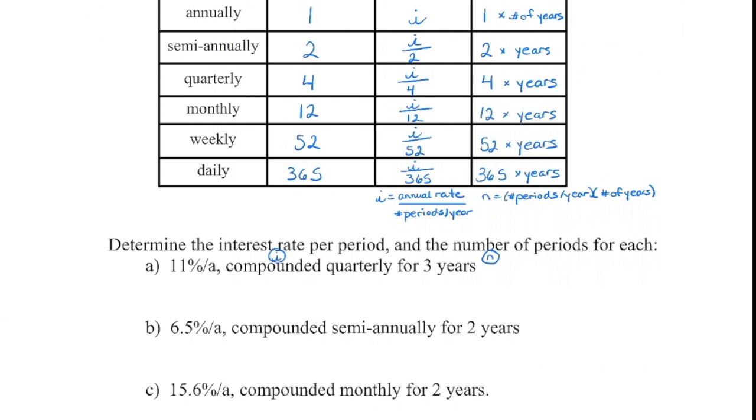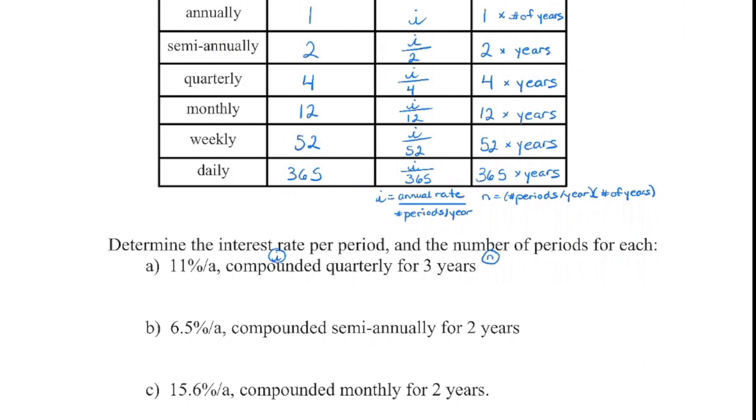Remember, the two values you have to calculate before we can use that formula are the I value and the N value. So we're going to practice doing that first of all. The interest rate you're getting per period, per compounding period, is the I. The number of compounding periods is the N. So we're just going to practice calculating those two values.